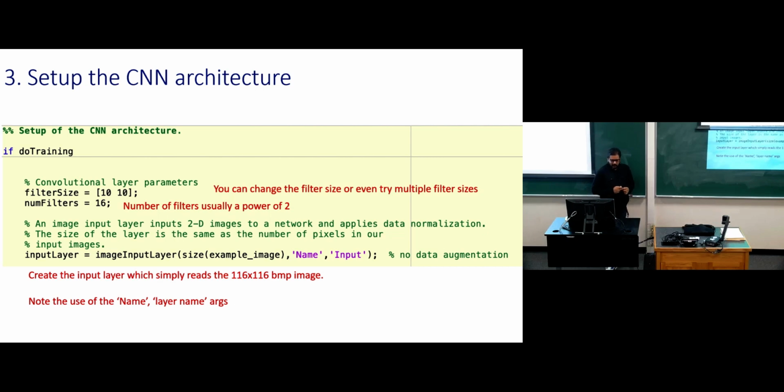If you read the comments on this image input layer, it says the layer inputs a 2D image and then applies what is called data normalization. This is something that I haven't discussed, so I want to take a small tangent to discuss what is meant by data normalization, especially in the context of images and neural networks in general, and then we'll get back to our code.